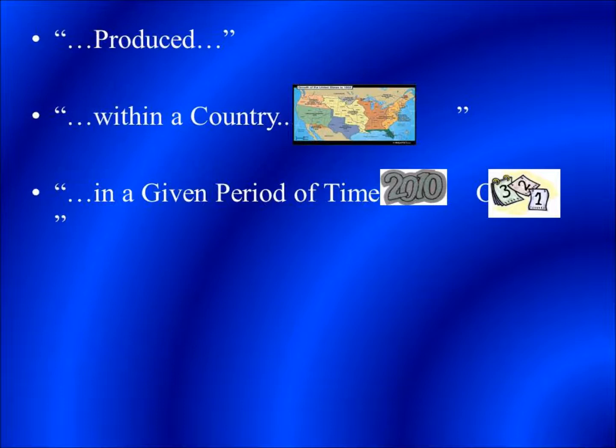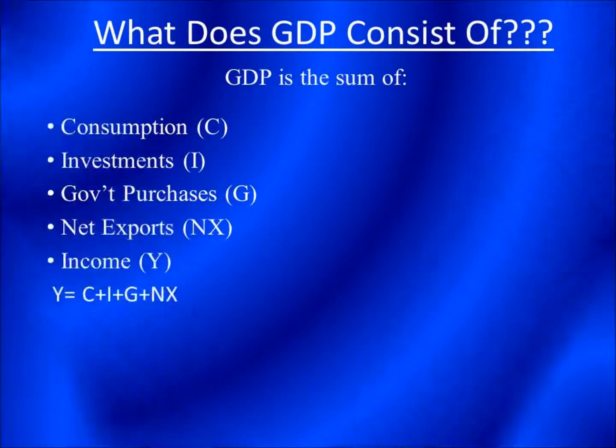The U.S. has the largest GDP, standing at 13,843,825, which is 3 times the GDP of Japan and 4 to 5 times the GDP of Germany. What does GDP consist of?